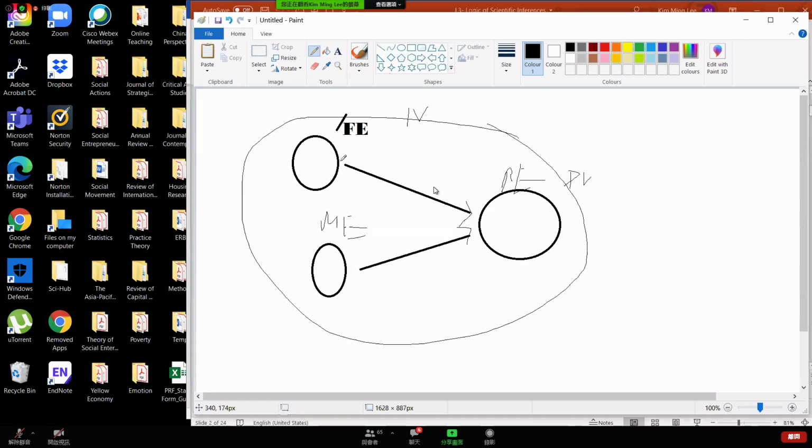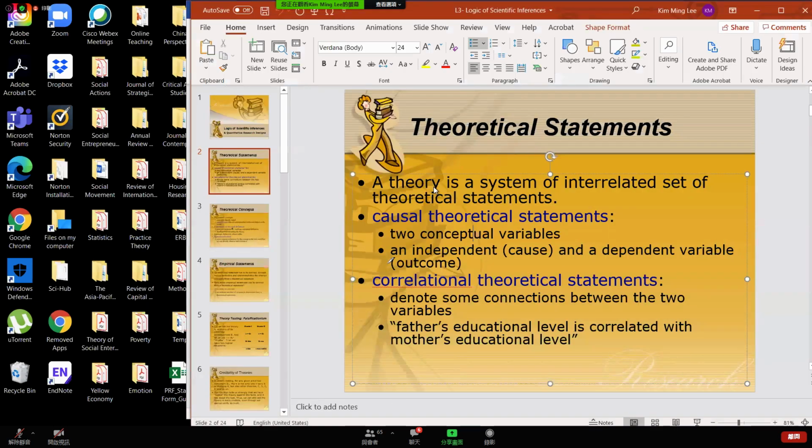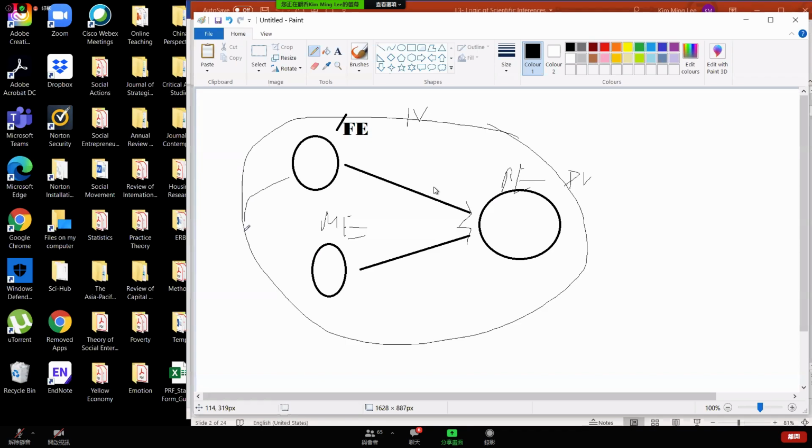But we notice that father's education and mother's education are somehow related, just like some kind of marriage. Like-minded people, people with similar profiles, may have a higher chance of getting married. So in this case, that means they are correlated, they're interrelated. So we call this a correlational theoretical statement. Graphically speaking, there should be a line, and we use a double-arrowed line to indicate that their relationship is correlational, not causal. That means they are related, but not in a causal relationship.